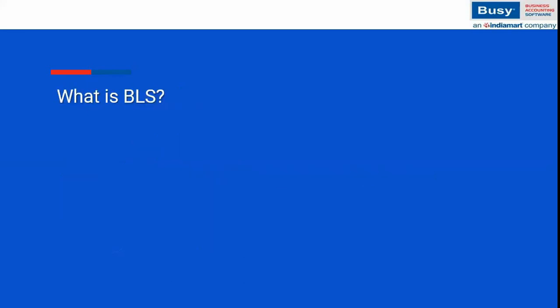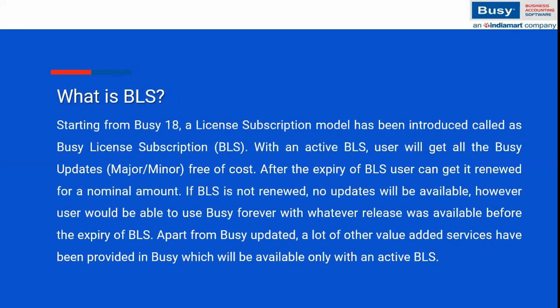Now we are starting. So number one is BLS. What is BLS? Starting from Busy 18, a license subscription model has been introduced called Busy License Subscription, BLS. BLS stands for Busy License Subscription. With an active BLS, the user will get all the Busy updates, major and minor, free of cost. After the expiry of BLS, the user can get it renewed for a nominal amount.